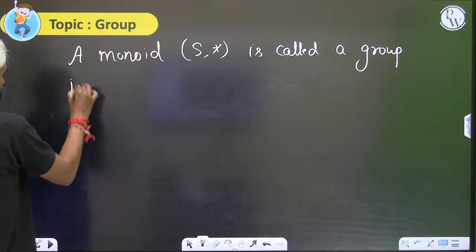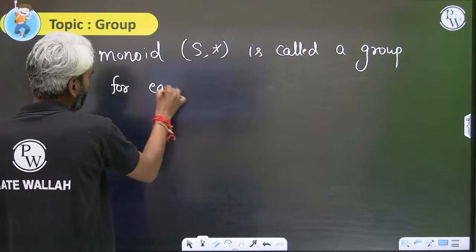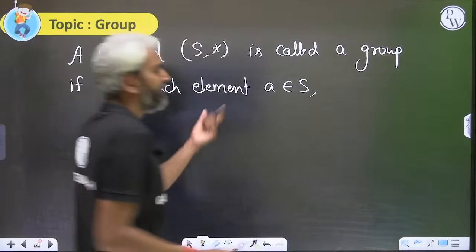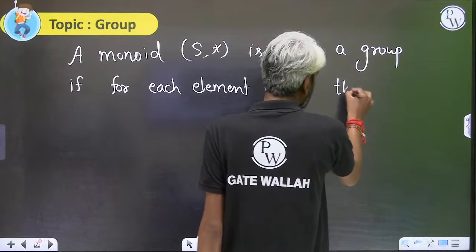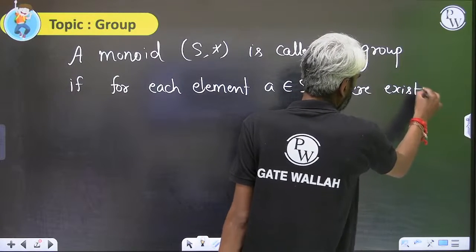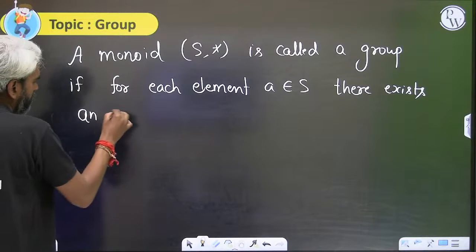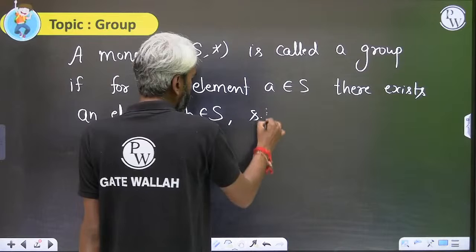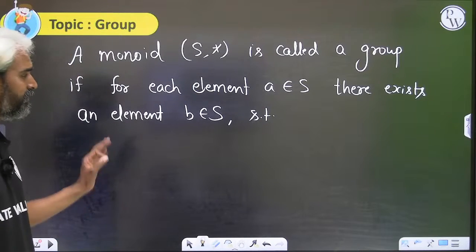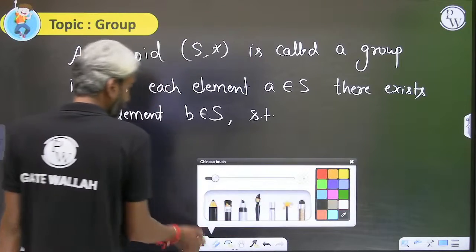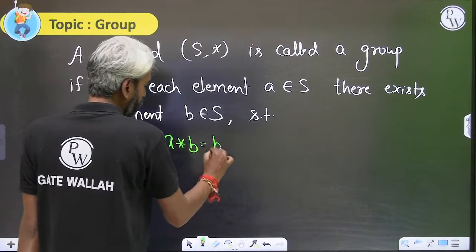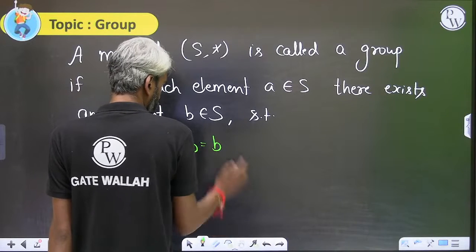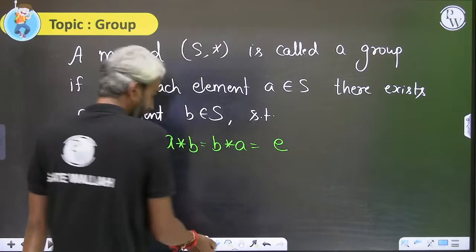if for each element A belonging to set S, there exists an element B in the set S such that A asterisk B is equal to B asterisk A, which is equal to E. And this E is nothing but the identity.